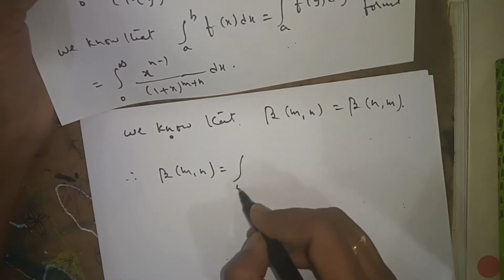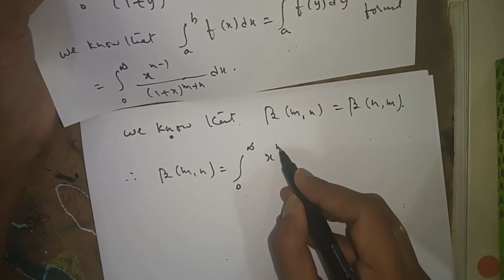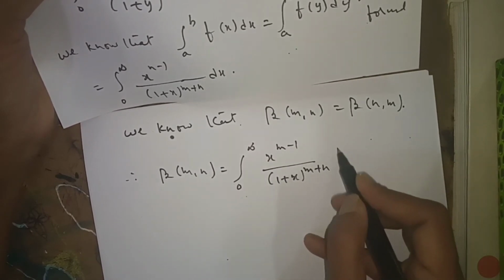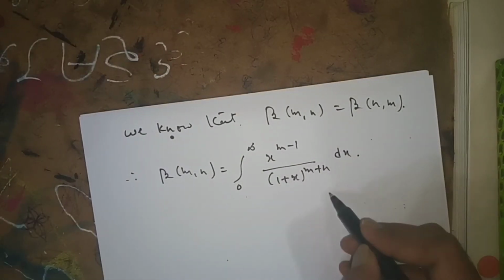That's why it is the integral from 0 to infinity of x to the power of m minus 1 by (1 plus x) to the power of m plus n dx. This is the second one.